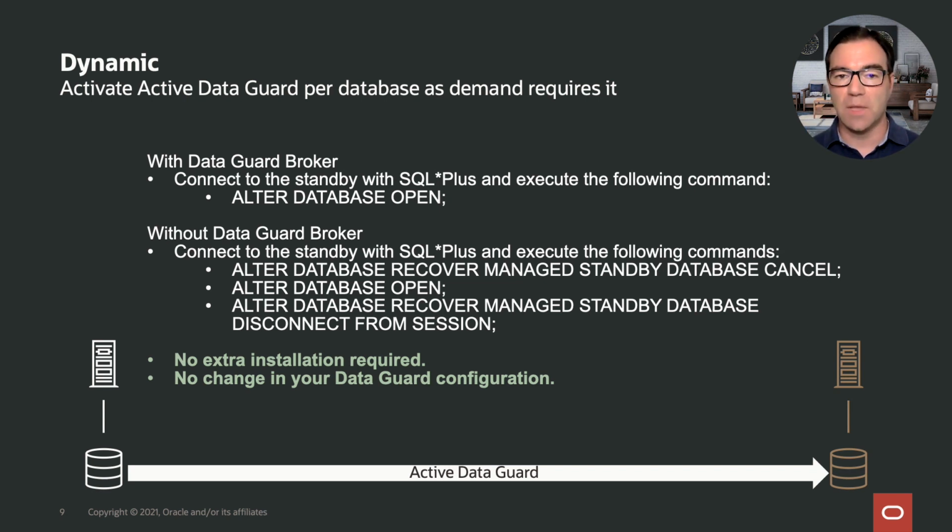If you don't have a DataGuard broker, which is perfectly fine, you can still switch to Active DataGuard, except it takes a few more steps and you would issue a few more commands, which I've listed down here. The important thing to remember, though, is that no extra installation is required and no change in your DataGuard configuration, which is why we support the same operation with the broker and without, even though we recommend you use the broker. So thereby, you can always activate additional functionality that is part of Active DataGuard as needed. And that is very easy and very convenient for you to do.